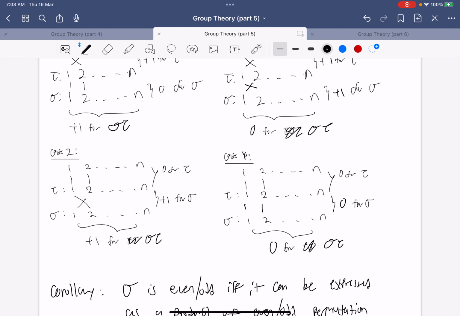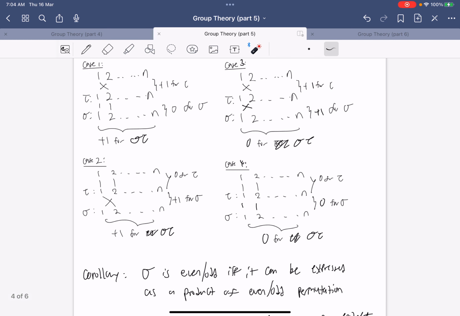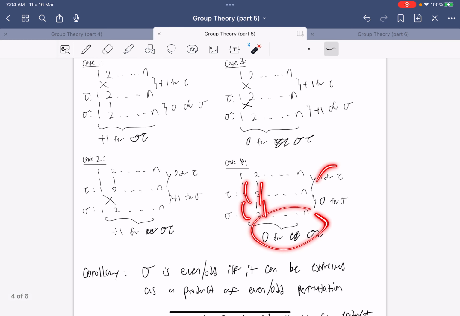And in case 3, you have 2 crossings, one in tau and one in sigma. But if you think about it, 1 goes to 2 and 2 goes back to 1, you're essentially saying that sigma tau is adding none, because 1 is sent back to 1. So you add none for sigma tau, 1 for sigma and 1 for tau as well. And in case 4, there's no inversions in both, so you add 0 for everyone.